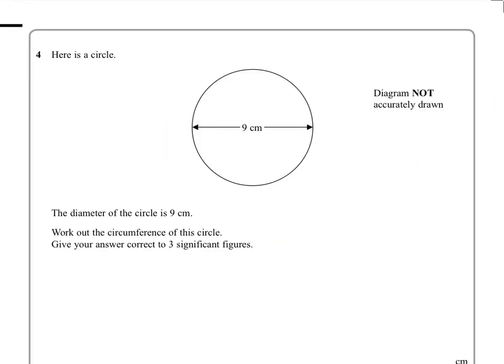So, diagram of a circle. It says the diameter of a circle is 9 centimeters. Work out the circumference of this circle. Give your answer correct to 3 significant figures.